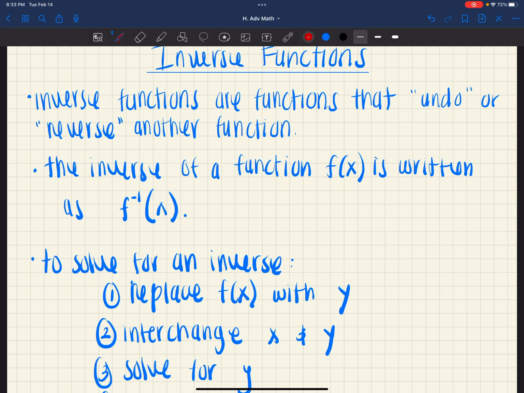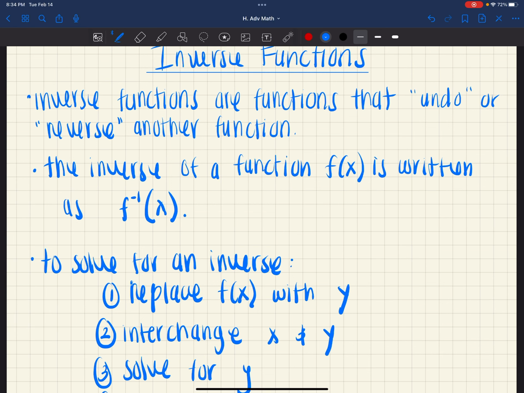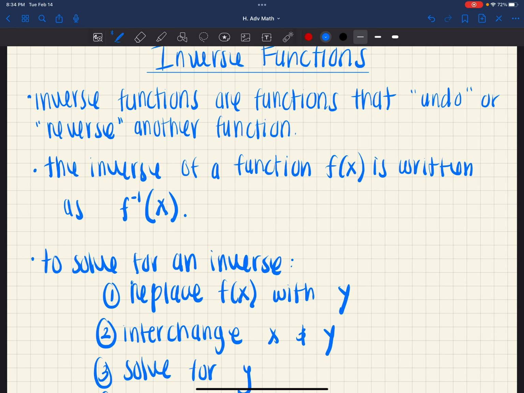Again, the definition of an inverse function is just functions that undo or reverse one another. The notation that we will be using is this right here. If I give you a function f of x, the inverse of the function will be written as f inverse of x. This inverse symbol looks like a -1 in the exponent. However, please do not say that as f -1 of x. This is an x, by the way, I just realized that's kind of bad writing. That is f inverse of x. So that's the notation that we use.